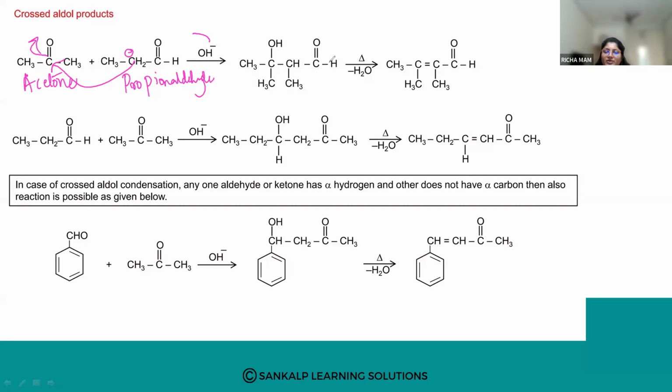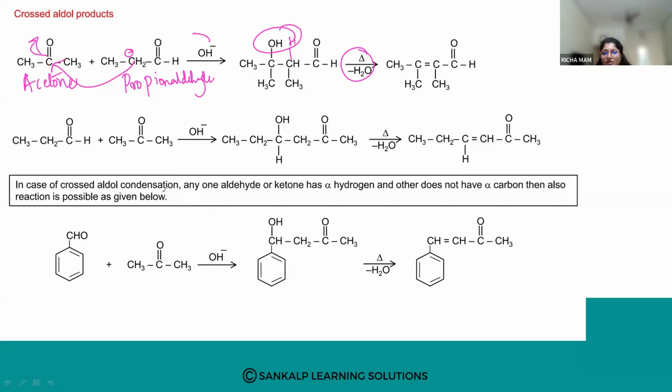Okay, I'm going to get a beta hydroxy aldehyde. So this beta hydroxy aldehyde, what am I going to get further? When you heat it, the water is lost, and I'm going to get a C double bond C. So I'm going to get an alpha beta unsaturated aldehyde here. Similarly, like this.